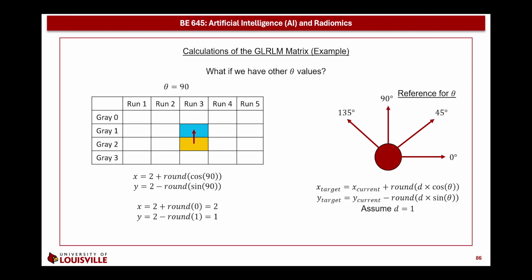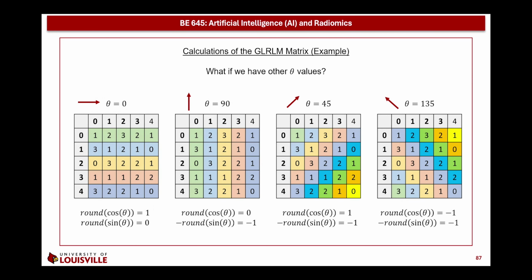And if theta is equal to 90, by substituting in the same formulas, but assuming d equals 1, we can get the next position of position 2 and 2 will be 2 and 1. So if you are here, you will move in that direction. In GLCM, we only got the next neighboring pixel, but in GLRLM, we need to find the run lengths.